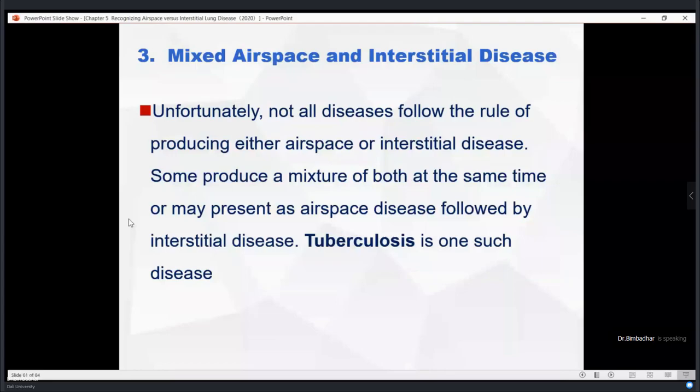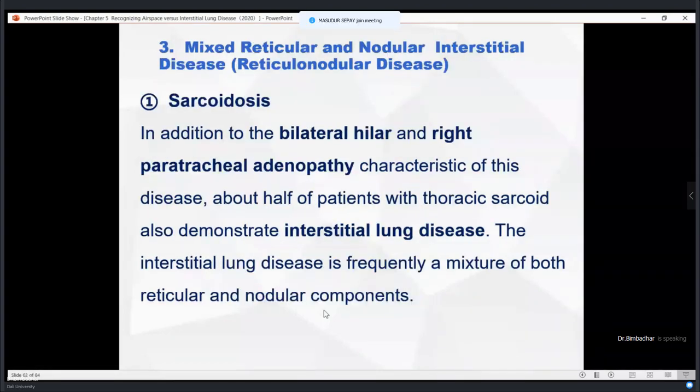For example, they might show up as alveolar fillings, and also as interstitial fibrosis or interstitial ground glass opacities. We will see the details when we get to specific diseases. These diseases have both the features of airspace disease and interstitial lung disease. One of the most important diseases we will learn in this mixed pattern group is tuberculosis.